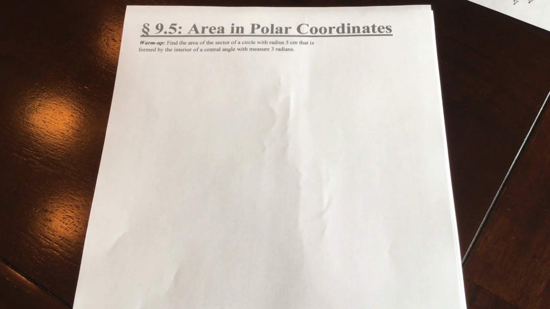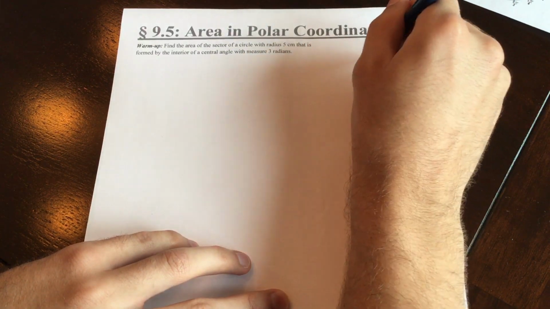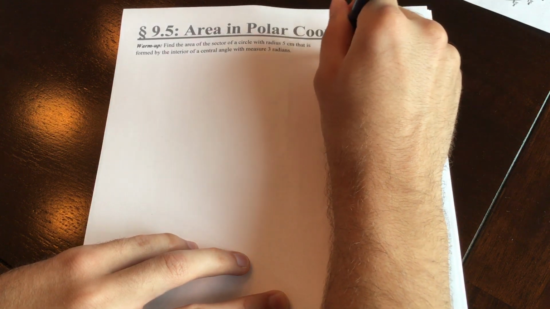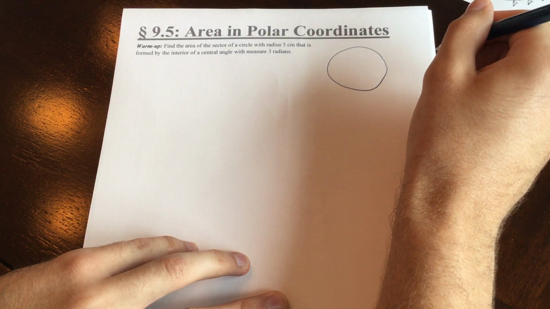Anyway, your warm-up here is: find the area of the sector of a circle with a radius of 5 centimeters that is formed by the interior of a central angle with a measure of 3 radians. Up to you whether you are going to pause the video and do this on your own or not, or just luxuriously watch someone else do it.